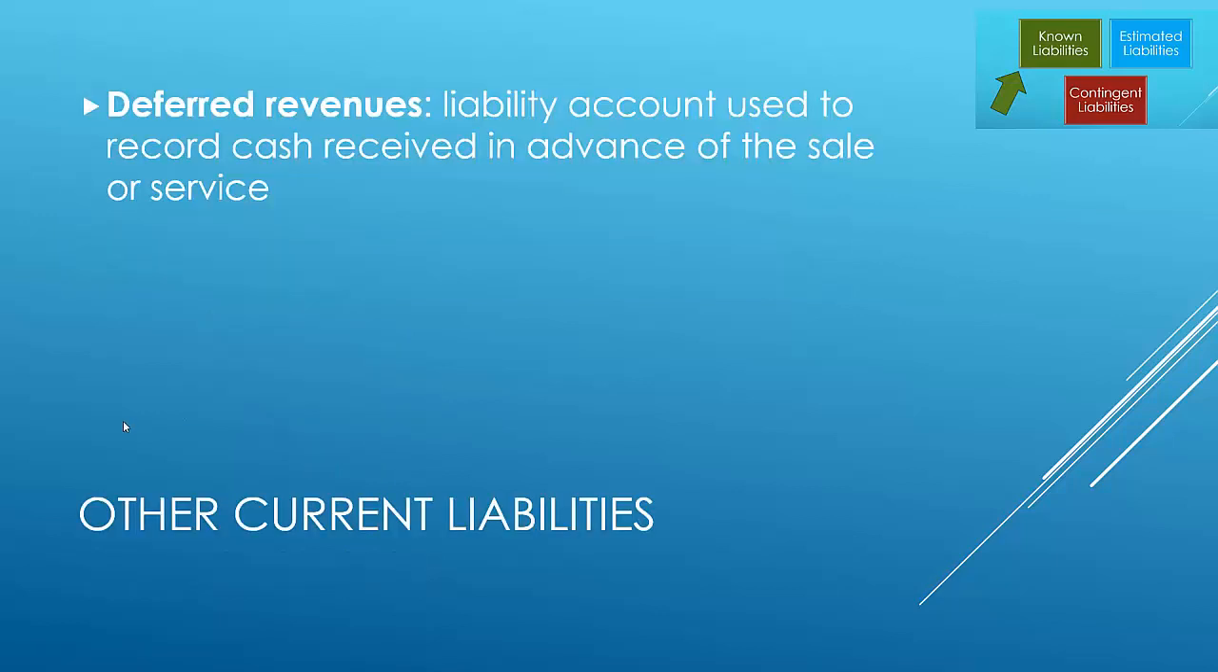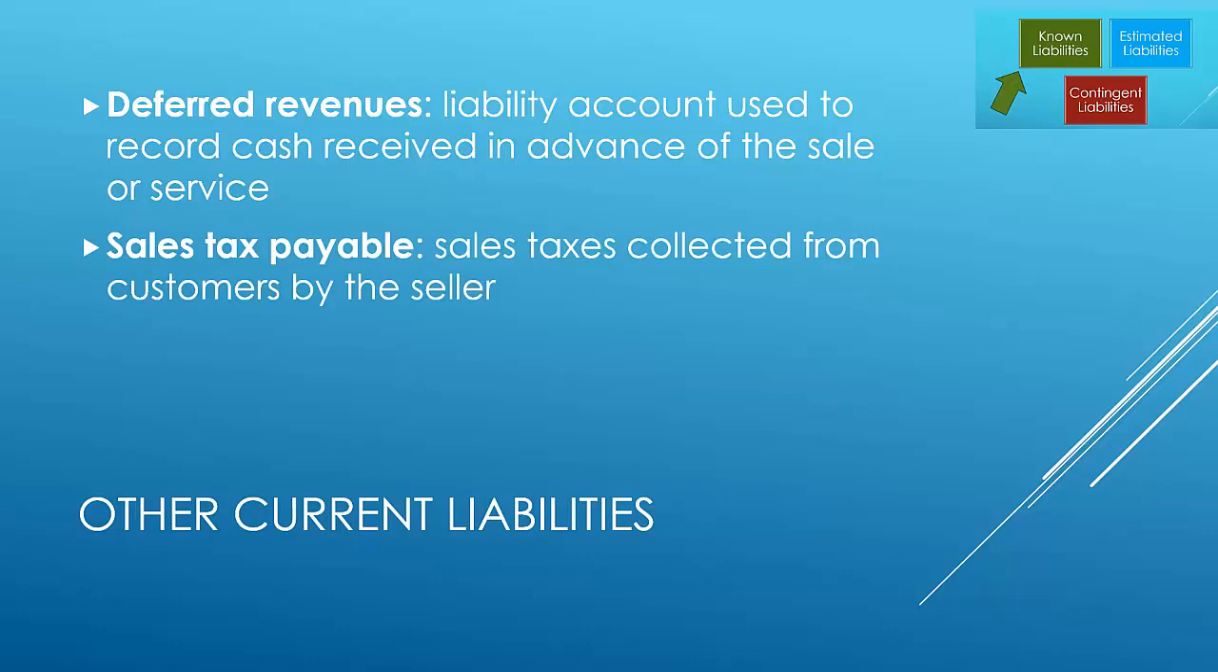Okay, so what else do we classify as a current known liability? That would be deferred revenue. So deferred revenue sounds like kind of a funny thing, but in this case, if we're a business and someone has paid us cash in advance of us giving them the good or the service that we owe them, then that money that we take in is a liability to us until at which time we perform that service.